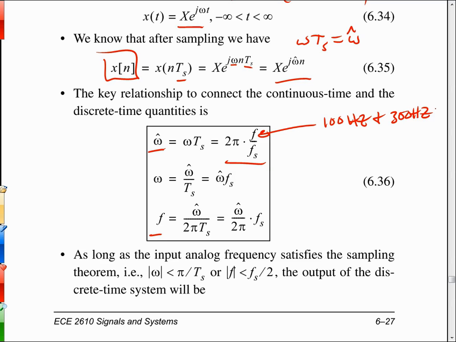Actually, the bottom equation, this one down here, doesn't really get used unless you've lost track of what you've been doing, because you knew which omega hat value corresponded to 100 and which one corresponded to 300 from the very beginning.